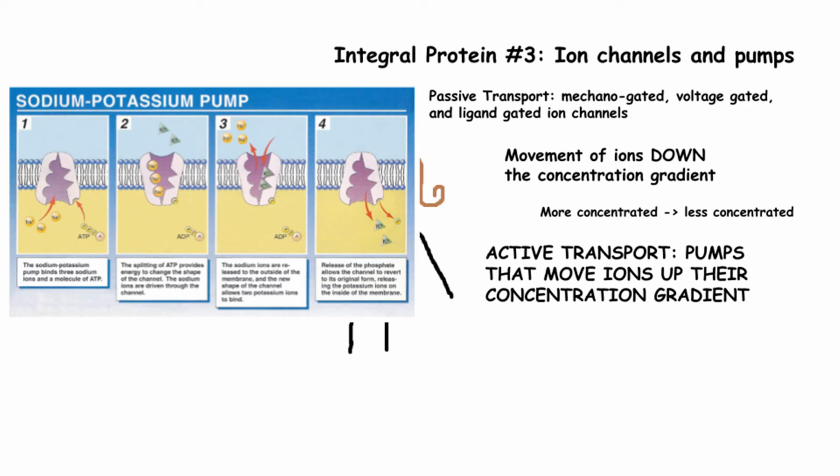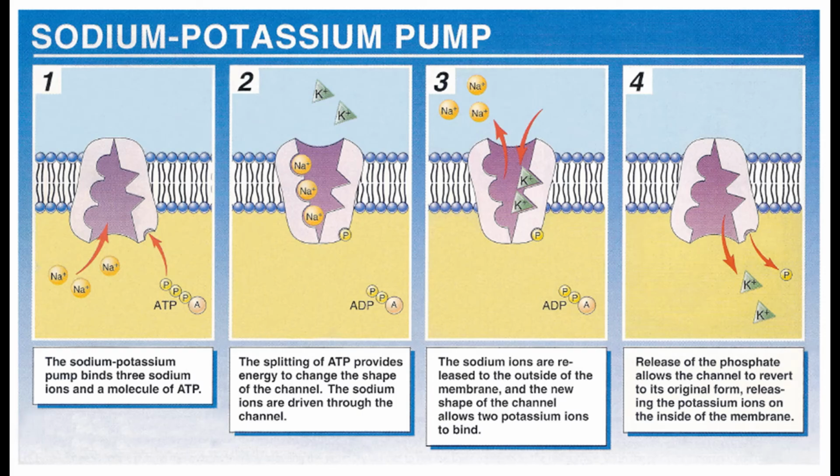Now, because these ions are moving against their concentration gradient, it requires the use of ATP, light, or electrons for energy. Two pumps that you have to know that are active transport are the sodium-potassium pump and the calcium pump. As you already know, the sodium-potassium pump is essential for action potential propagation and uses 1 ATP to pump 3 sodium out of the cell and 2 potassium into the cell.